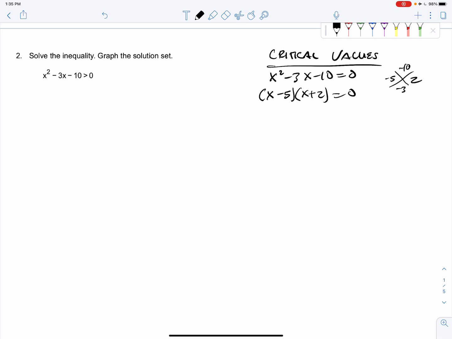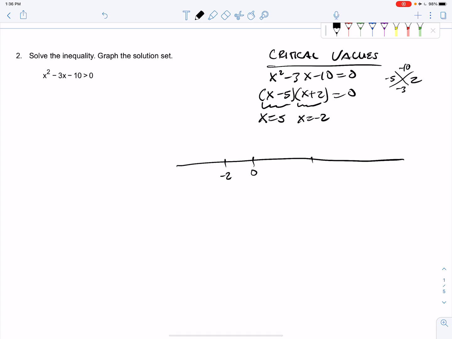Now we have two factors equal to 0, so we set each factor equal to 0. We get x equals 5. Set the next factor equal to 0, we get x equals negative 2. These are our critical points that we're going to plot on our graph. So there's 0, there's a negative 2 there, there's a positive 5 there. There are our regions that we must test.